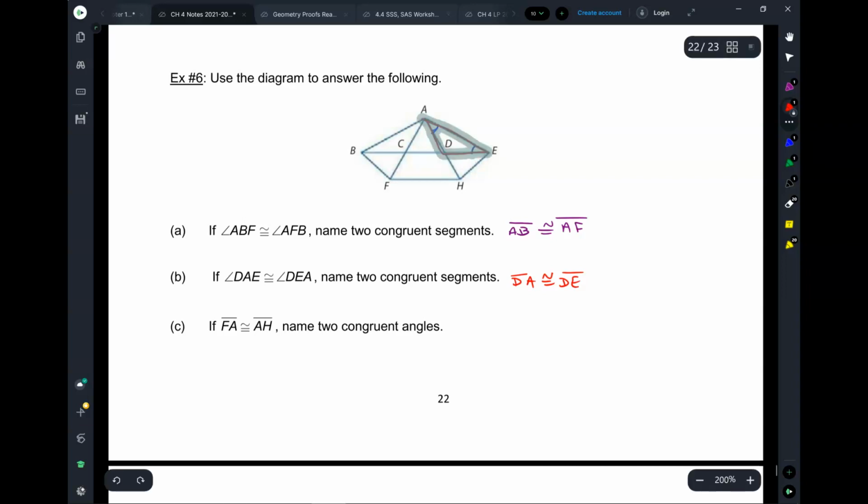So let's do another one and see what we're talking about. FA is congruent to AH. That's highlighting that triangle. So what angles are congruent? Wait, can we just say F and H? No, because that can mean a whole bunch of angles. Well, angle AFH is congruent to angle AHF. Correct. Okay, AFH, AHF.